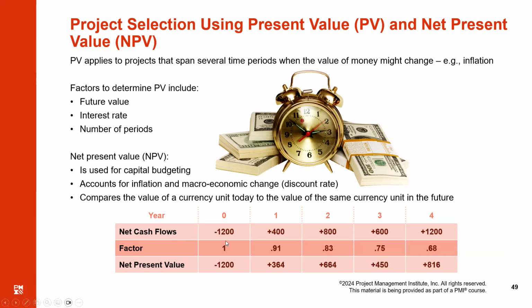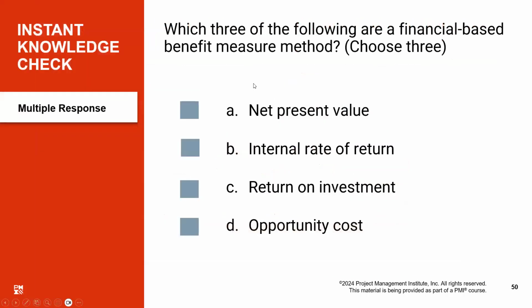These were the different methods, right? Now I have some questions for you about these. Which three of the following are financial based benefit measurement methods? What do you say? ABC. Yes?